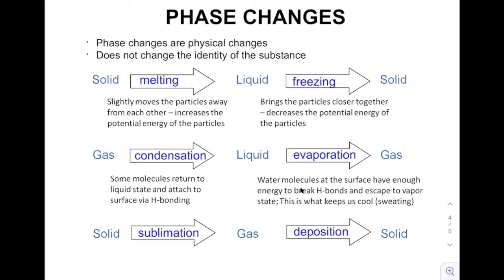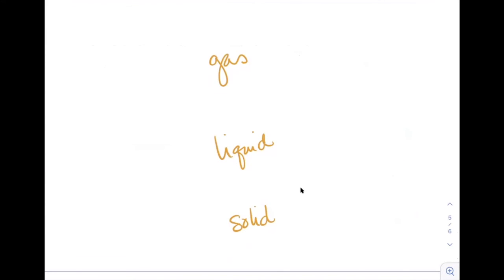Now, if we want to take the solid directly to the gas and we just skip the liquid, that's called sublimation. And if we have a gas and we take it directly to the solid, skipping the liquid again, that's called deposition.